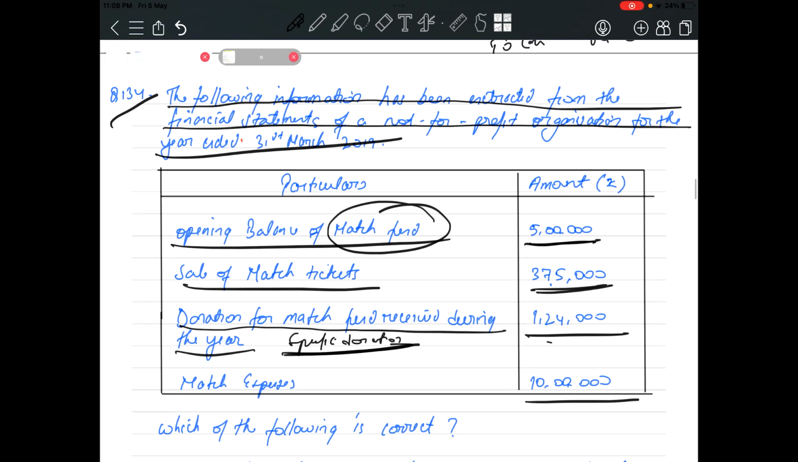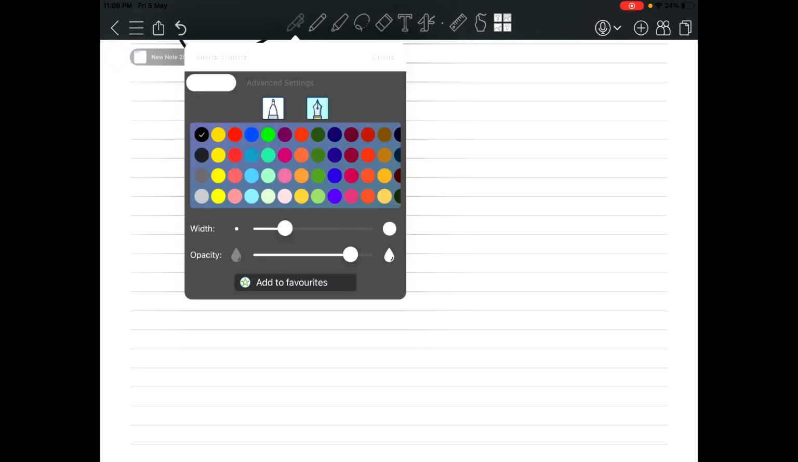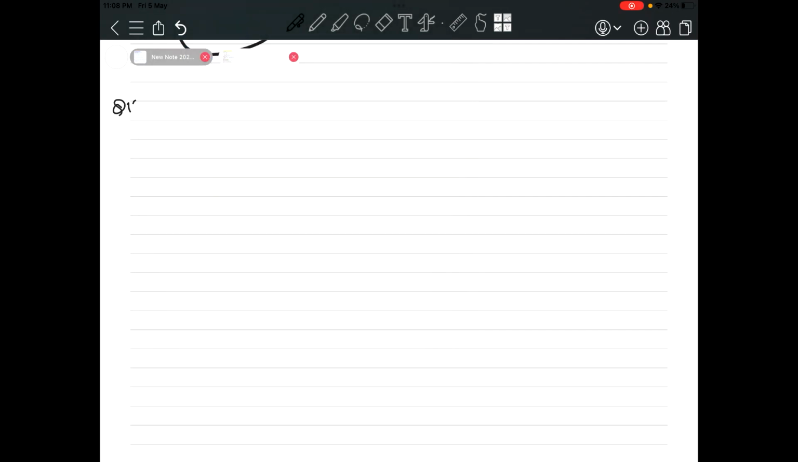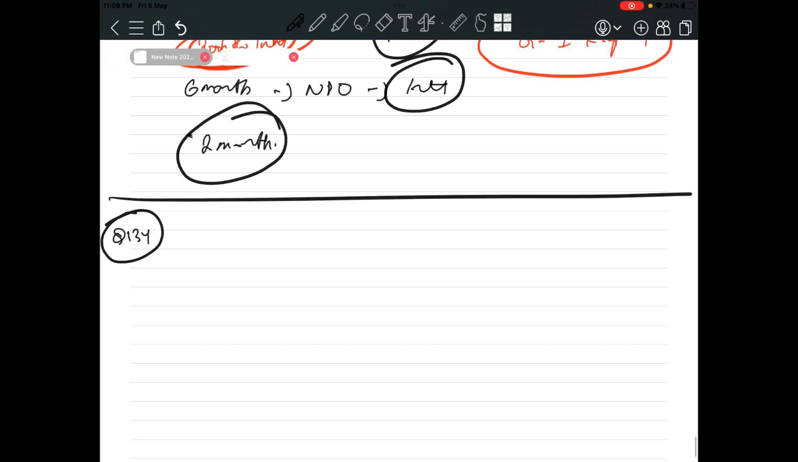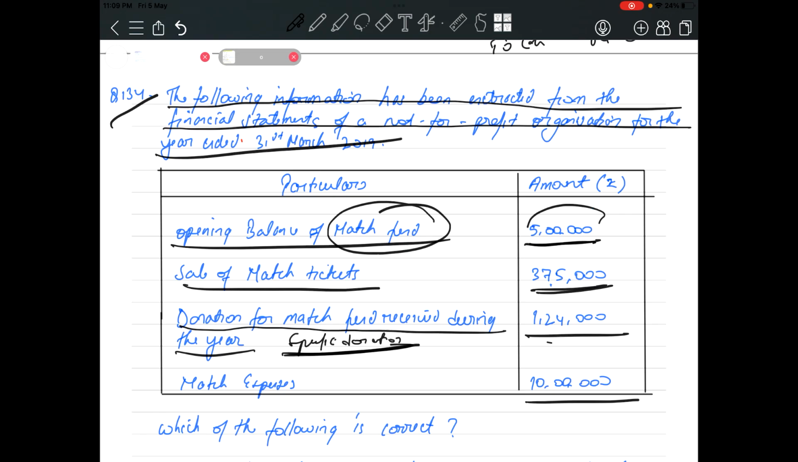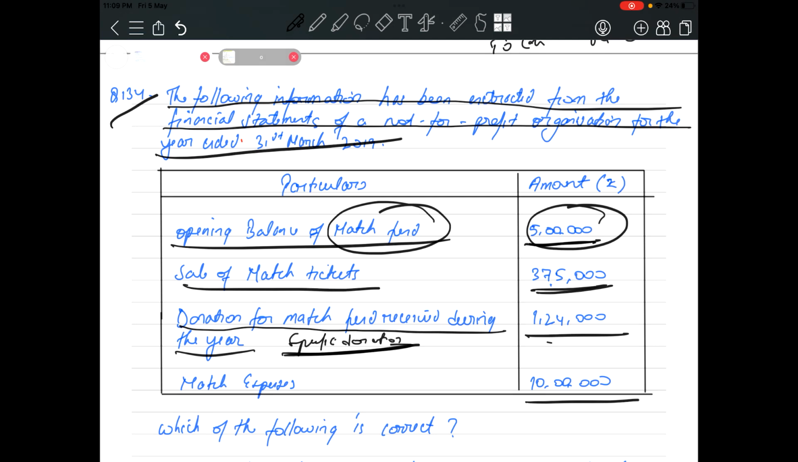Let's first analyze the question. Question number 134. Now see, what is the opening balance of match fund account? The opening balance is 5 lakh rupees. Okay, 5 lakh. Opening balance is 5 lakh.